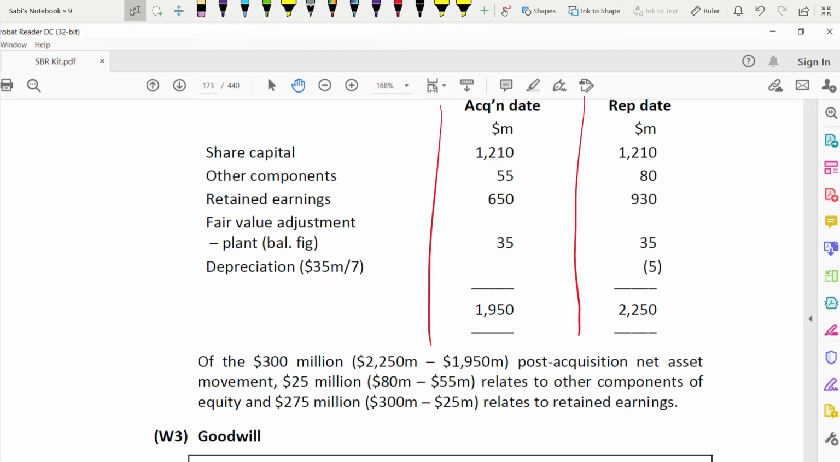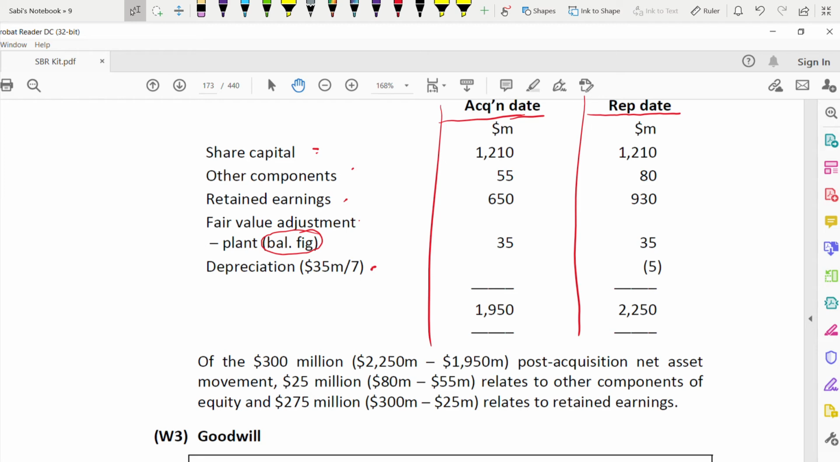Okay, so use this pro forma, the standard format to calculate net assets. One is at the acquisition date. One is at the reporting date. REP means reporting date, on the statement of financial position, the amount which you are seeing. Acquisition date, in the paragraph, the amount which they have given, those are at the acquisition date. So first is share capital. What is the formula for net assets? Just add your share capital, other components of equity, retained earnings, fair value adjustment as the balancing figure, and then the depreciation. Okay. So one by one we are going to do it.